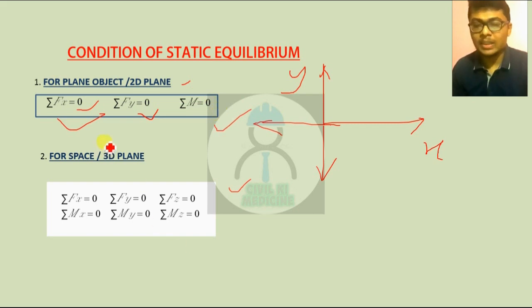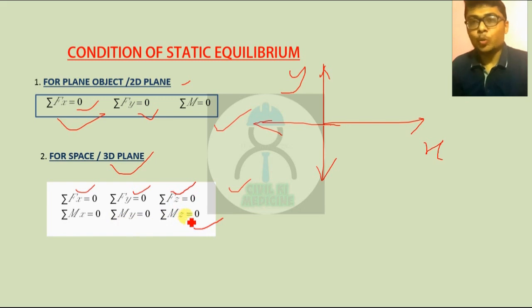Same as for space, or 3D plane, or 3D coordinate system. That means there are three coordinates x, y, z. Therefore, the forces will be in three directions. That means summation of Fx is 0, the sum of the forces along the x-axis will be 0. Also, the sum of the forces acting along the y-axis will be 0, and the summation of all forces acting along the z-axis will be 0, as well as the moments about the three axes or three planes will be 0. That means summation Mx equal to 0, summation Fy equal to 0, and summation Fz equal to 0.